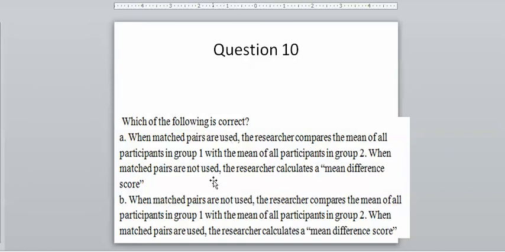When you use matched pairs, once the data is collected, you take each matched pair and you subtract the score of person 1 by the score of person 2, and you get a difference score. So you get a difference score for every matched pair. And then you can calculate the mean of all of the difference scores. So when matched pairs are used, you calculate a mean difference score. When the matched pairs are not used, you just calculate the mean of all people in group 1 and the mean of all people in group 2. So B is correct.